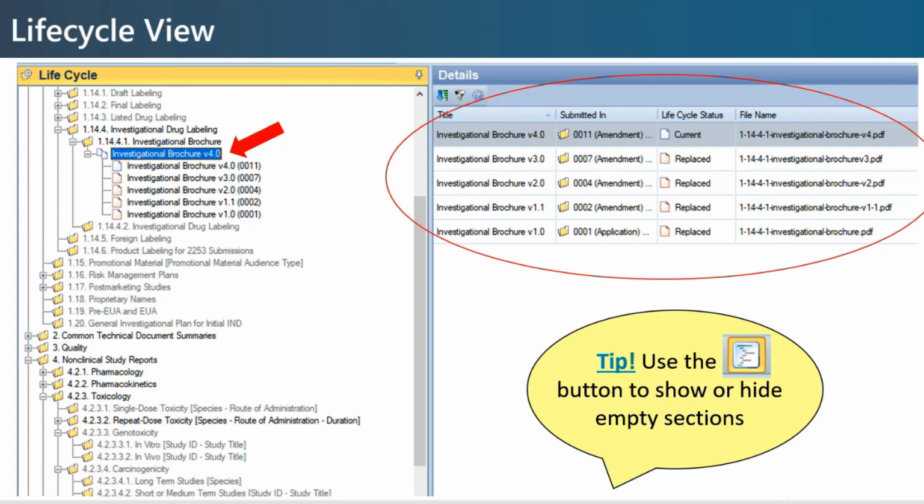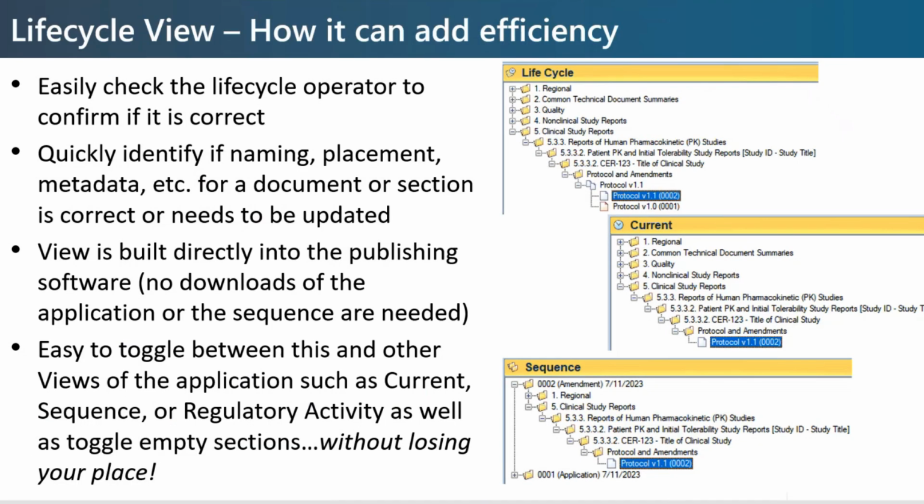And any selected item in the structure or details will show for that item on the right side. So in this example, the investigator's brochure is selected, and it's very easily seen what the naming of that file is and has been, what sequence the different versions were submitted in, as well as the current status and what versions were replaced within this application. Again, very quick view of all of this in the Lifecycle View. So again, it's very quick to show the naming and placement.